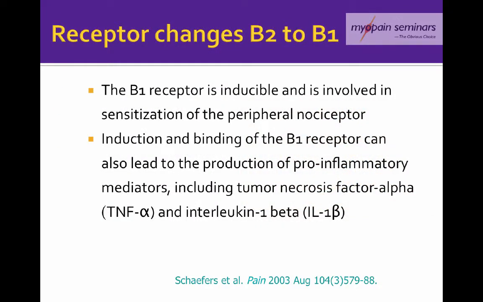And as if that is not bad enough, as I said, the B1 receptor is inducible and involved in sensitization of the peripheral nociceptor, but induction and binding of the B1 receptor can also lead, and that's problematic, to the production of pro-inflammatory mediators, including tumor necrosis factor alpha and interleukin 1 beta. All these chemicals have been found in the immediate vicinity of active myofascial trigger points.